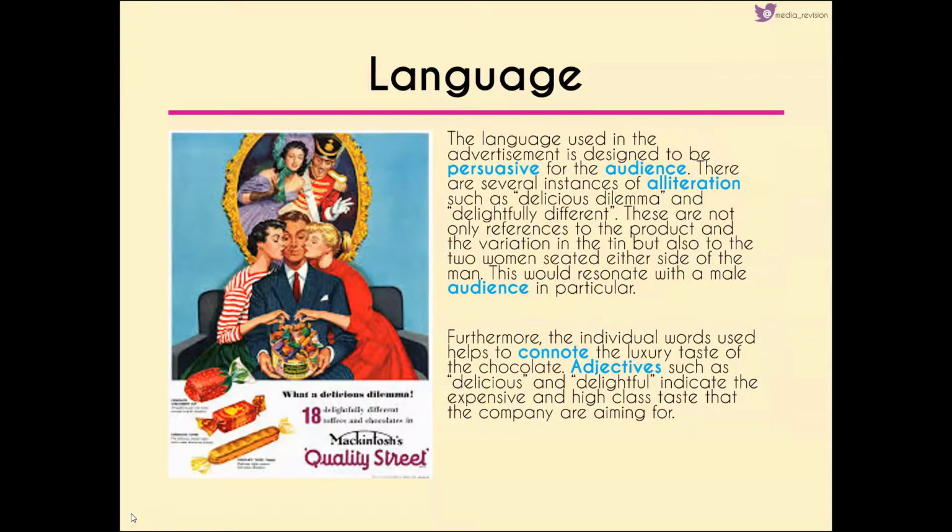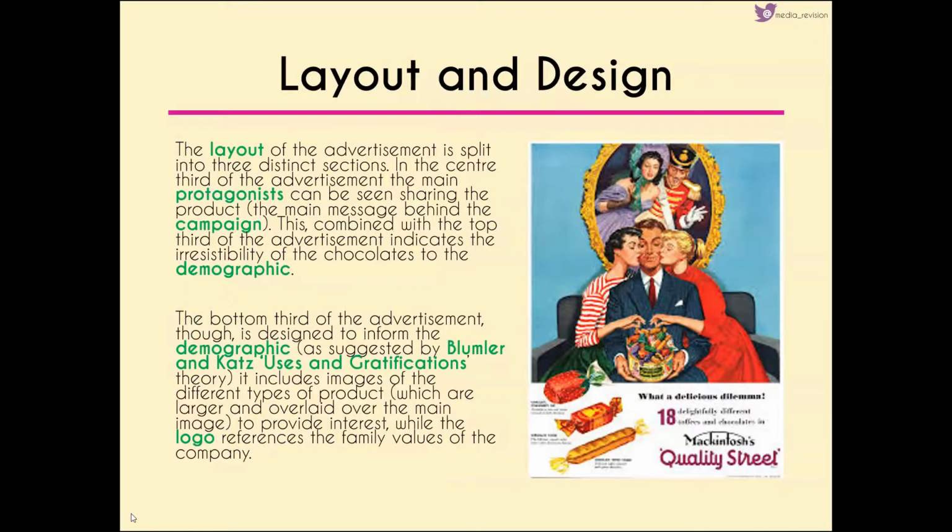All right, language then. And you guys are going to mark these 2 yourself, okay? I'm not going to self-assess these. These are going to be for you guys to use and to mark. The language used in the advertisement is designed to be persuasive for the audience. There are several instances of alliteration, such as delicious dilemma and delightfully different. These are not only references to the product and the variation in the tin, but also to the 2 women seated either side of the man. This would resonate with a male audience in particular. Furthermore, the individual words used helps to connote the luxury taste of the chocolate. Adjectives such as delicious and delightful indicate the expensive and high-class taste that the company are aiming for.